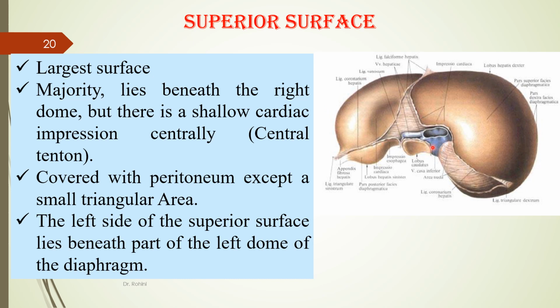Okay, superior. This is the right lobe, my right lobe, or you can say, when you're looking at this picture, this is your liver. This is left, this is right. Here we have this falciform ligament. So this is the superior surface.